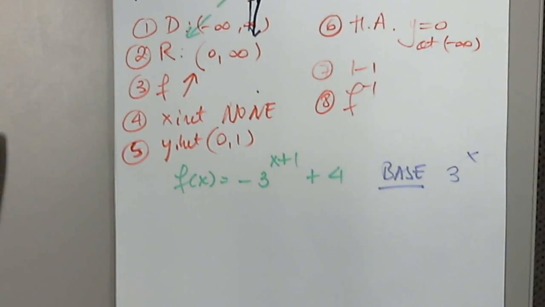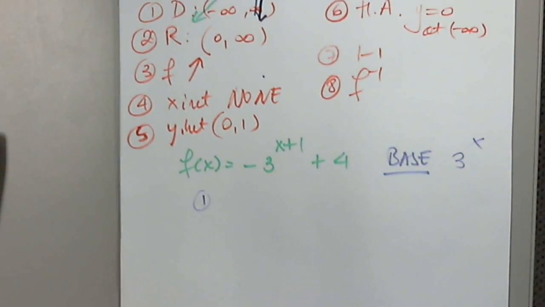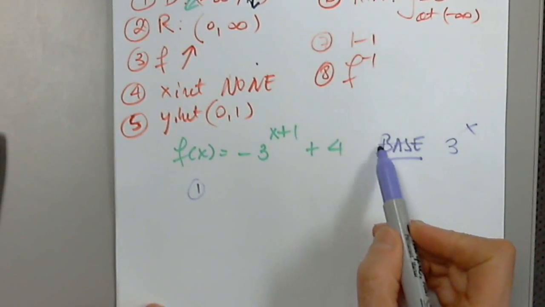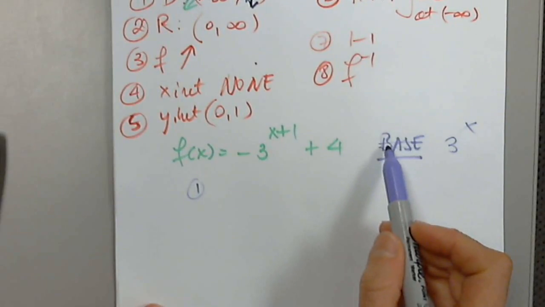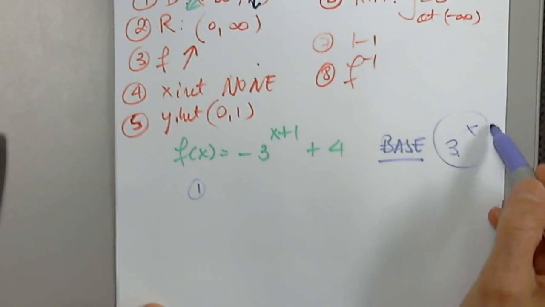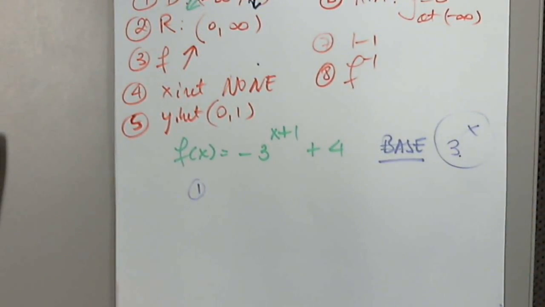Good. Now I would like to present, in order of operations, the first transformation on 3 to the x. I don't want you to think that I'm talking about the base. I'm talking about the base function, or the original function. So I'm not talking about this. I'm talking about this when I say base function.